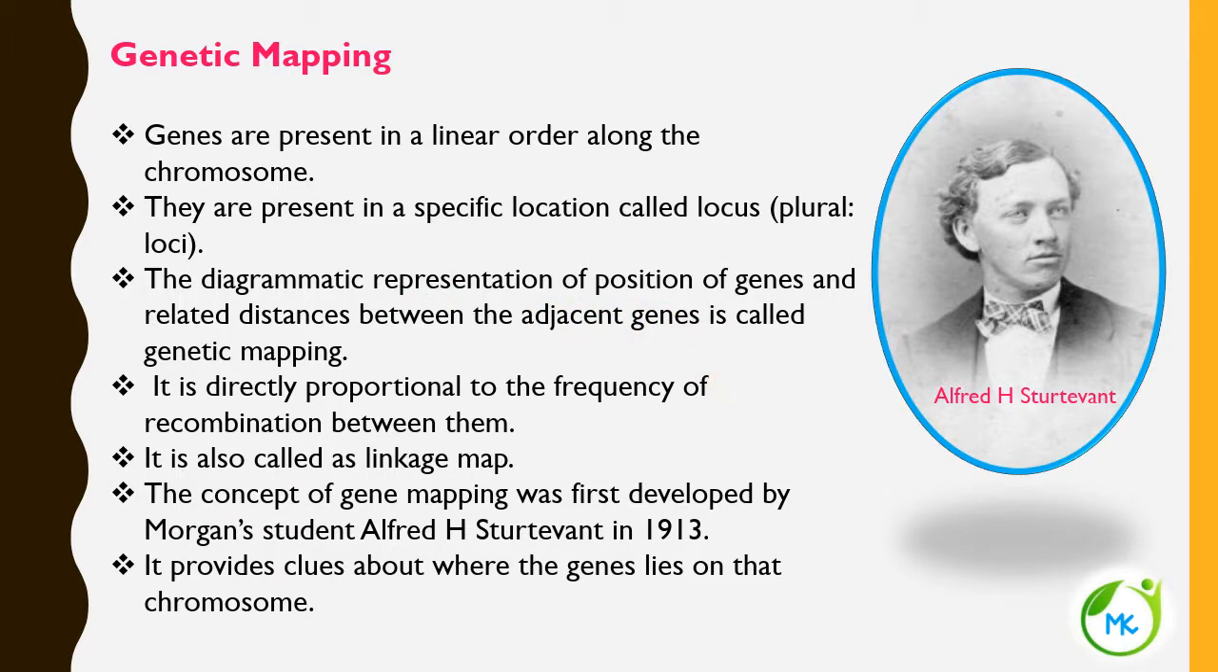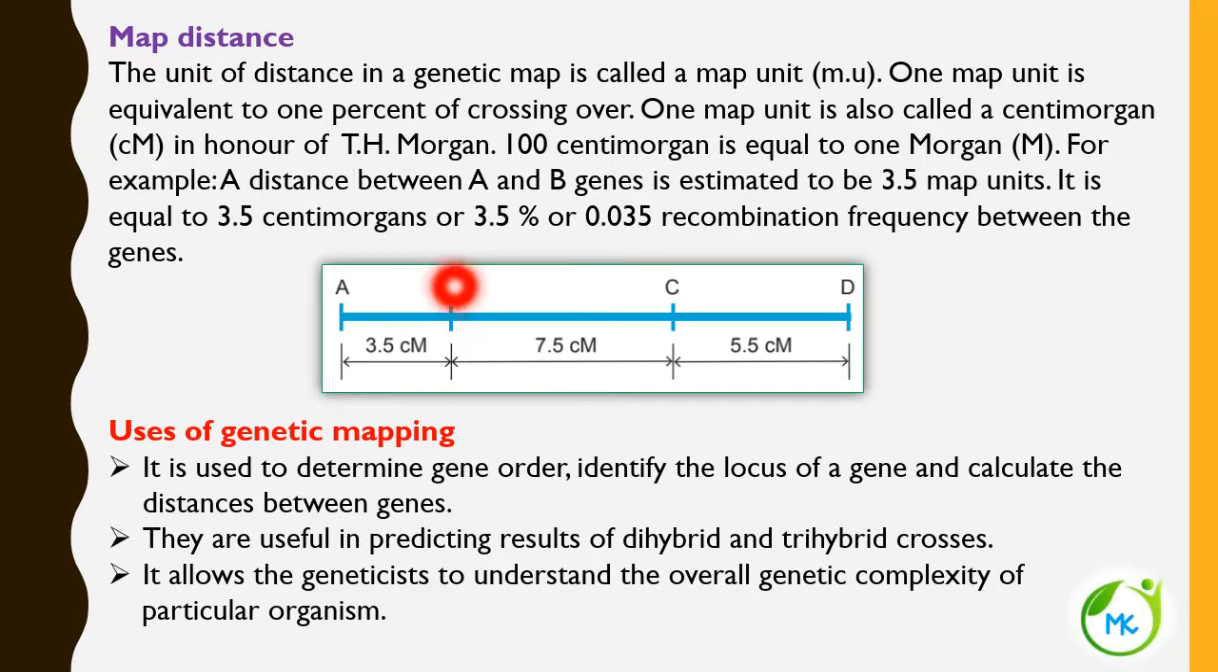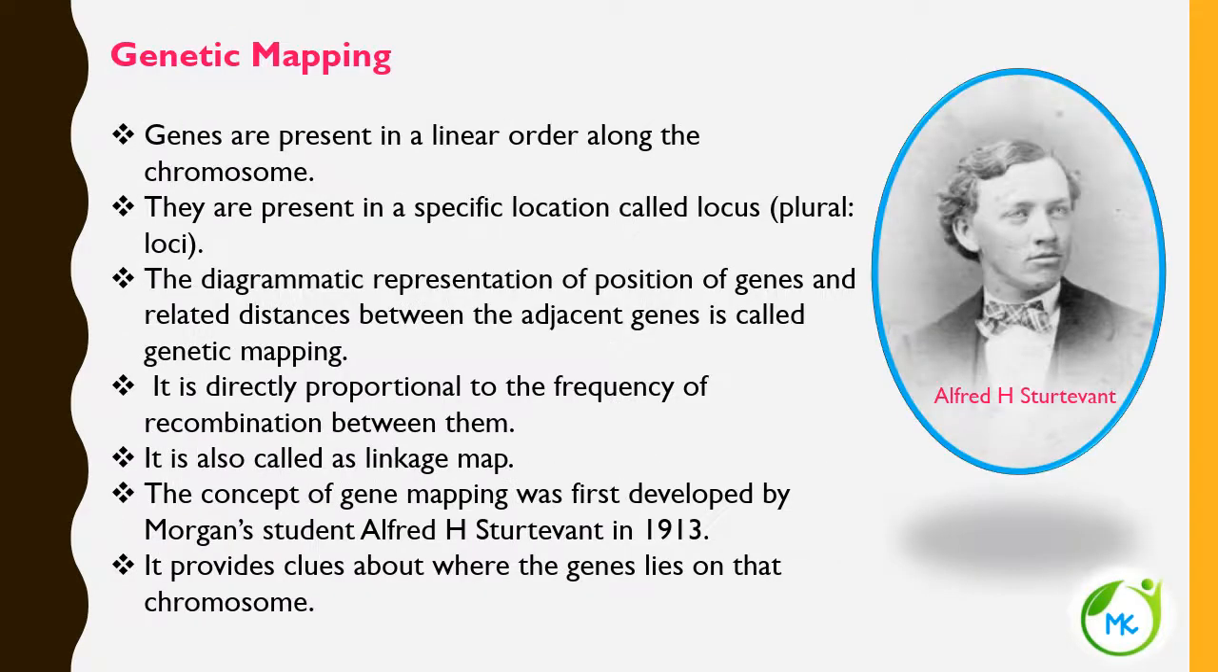I'll show you the genetic mapping. So this is the genetic mapping. In this it shows the arrangement of genes. For example, gene A is here, gene B, gene C, gene D, like that. It shows the arrangement of the genes on this chromosome, and also it shows the distance between the adjacent genes. So what is the distance between gene A and B? It is shown here. So this is referred to as gene mapping. The diagrammatic representation of the position of genes and the related distance between the adjacent genes is called gene mapping, and it can otherwise be referred to as linkage map.